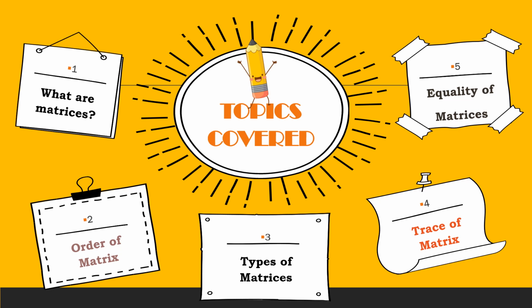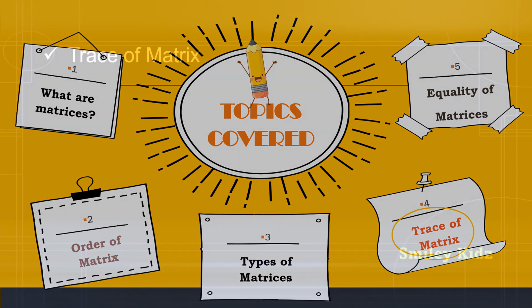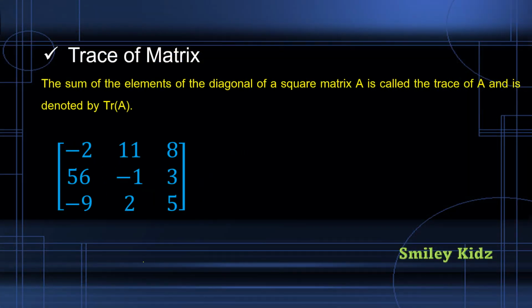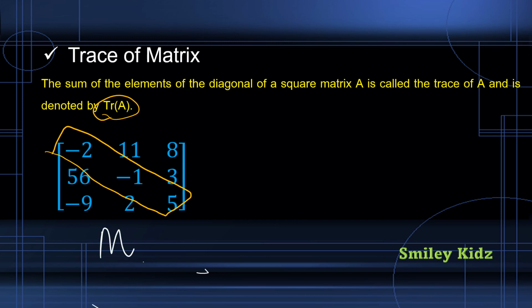Moving forward, we have trace of matrix. Let's see. The sum of the elements of the diagonal of a square matrix A is called the trace of A and is denoted by trace of A. I'm sure it's confusing. Let us understand this. Here, this is the diagonal. Now it says the sum of the elements in this diagonal of this square matrix A. It is said to be matrix A, all right?